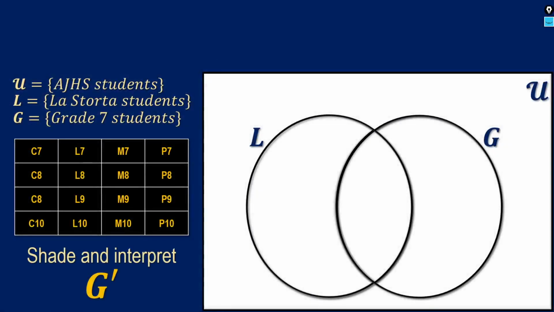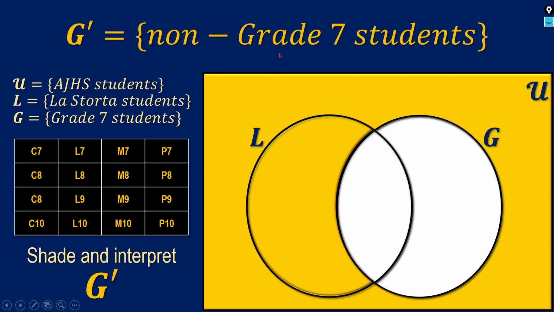Okay mo na ulit. G prime. Pause muna, hit play when you have a shading and an interpretation in mind. Right. Okay. G prime, remember, complement of G or not G. In another way of saying it, not G. So, lahat ng nasa labas ng G. And how do you interpret that? G, ano bang G, sir? Grade 7 students. Ano yung complement nun? Non-grade 7 students. Okay? Yung mga hindi grade 7.